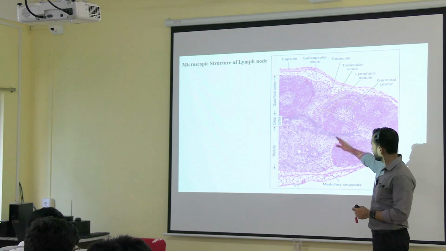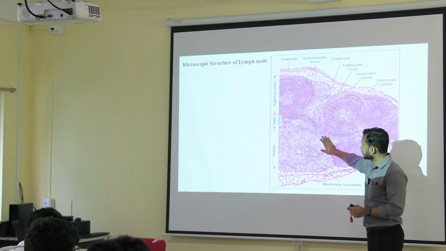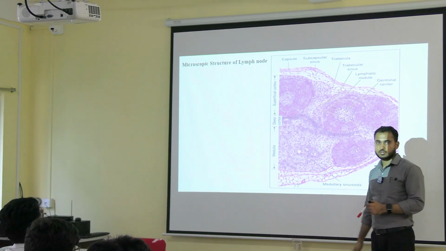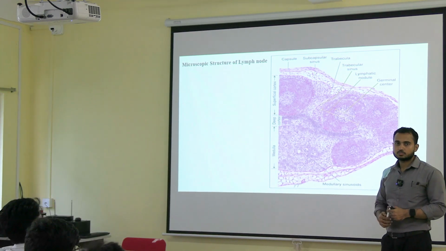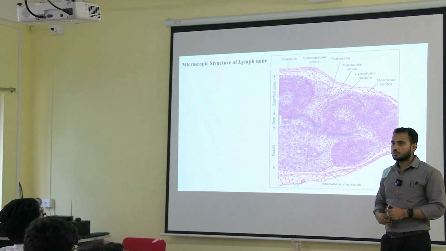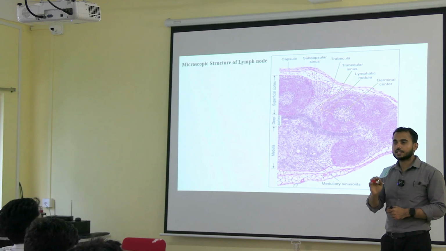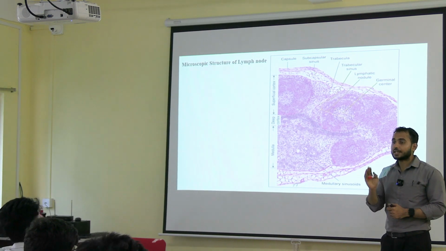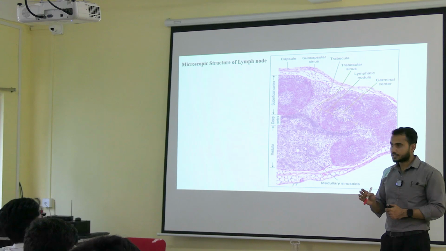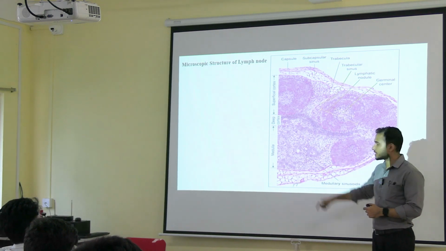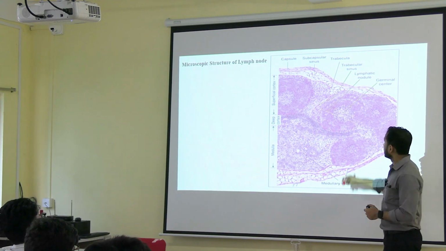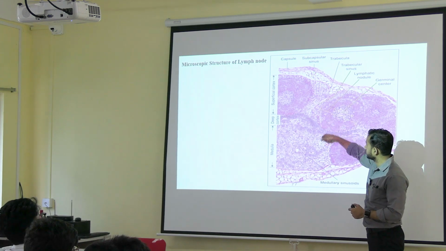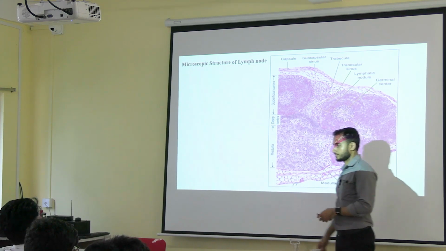ठीक है. Deep to the cortex, which part is this? Medulla. Medulla में क्या रहता है? Yes, medullary sinuses are there, but along with that B lymphocytes are present, and they are in the form of cords separated by sinuses, and these are called as medullary sinuses. Okay, so the direction is like this, the flow of lymph.